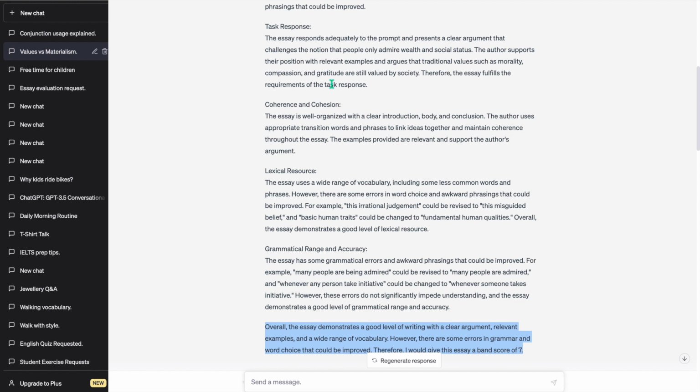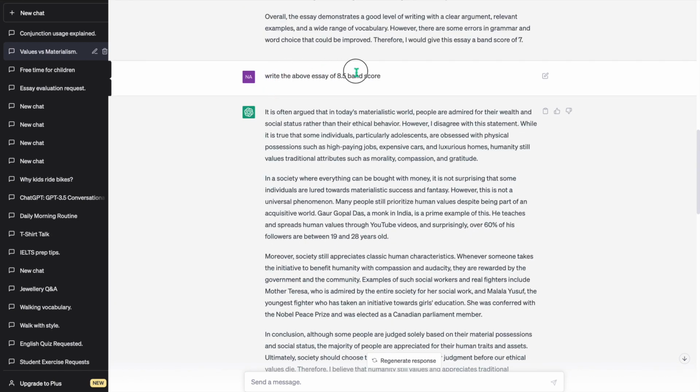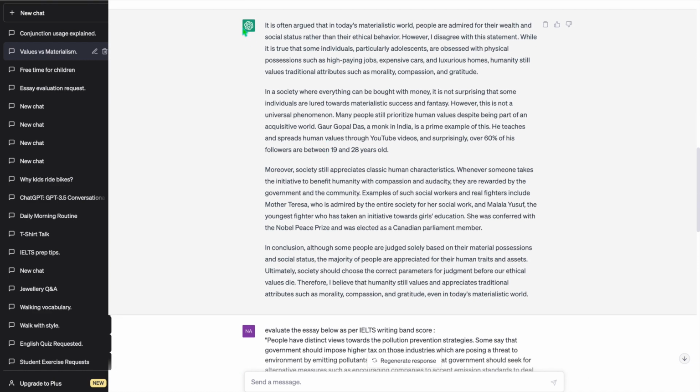Now I would ask ChatGPT to write the same essay at band 8. Okay, let's see its response. I have written, write the above essay of 8.5 band score. Here is its response, it has given us this. It is often argued that in today's materialistic world, okay, so here we know this is the introduction, this is the first body paragraph, this one is the second one, and it is the conclusion. But it has given us a way far better essay than the previous one that we have uploaded or pasted.